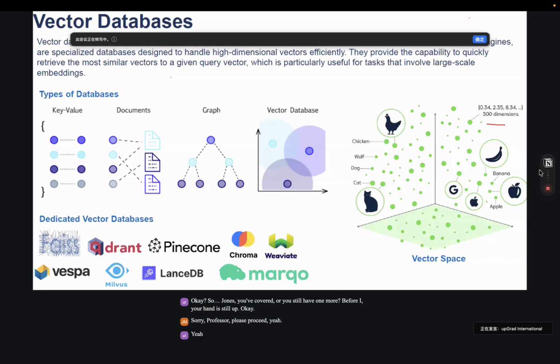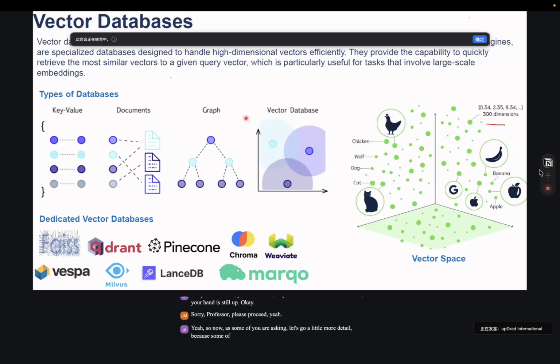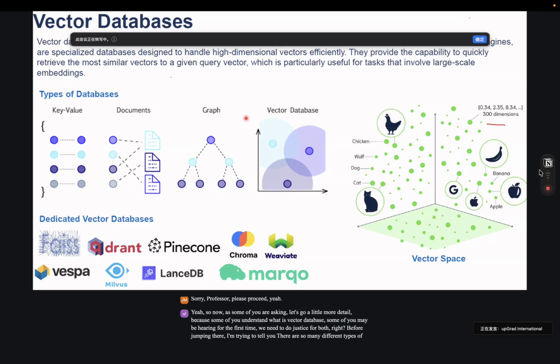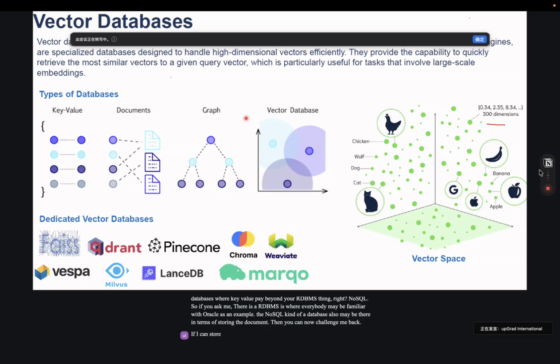Yeah. So now, as some of you are asking, let's go into a little more detail, because some of you understand what a vector database is and some of you may be hearing it for the first time. We need to do justice to both, right? So before jumping there, there are so many different types of databases, like key-value pair beyond your RDBMS. If you ask me, RDBMS is where everybody may be familiar with Oracle as an example. Then a NoSQL kind of database may also be there for storing documents. Then you can challenge me back: if I can store a document in a NoSQL, why do I need to have a vector database?